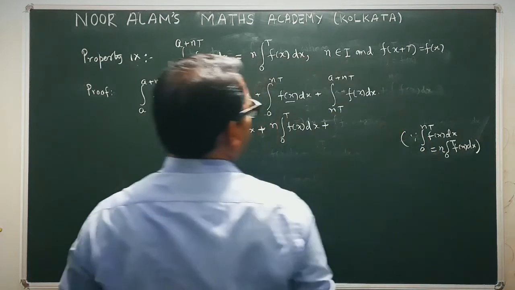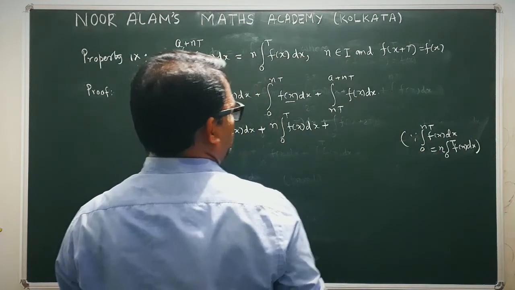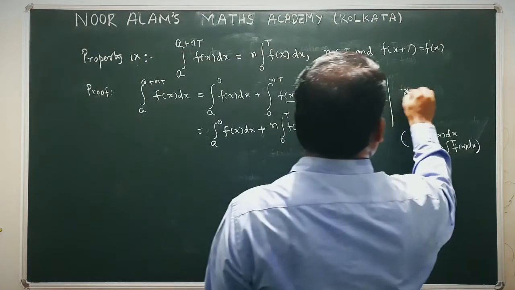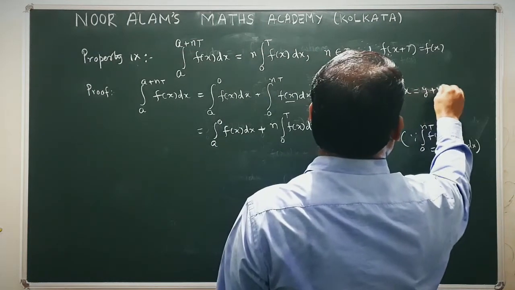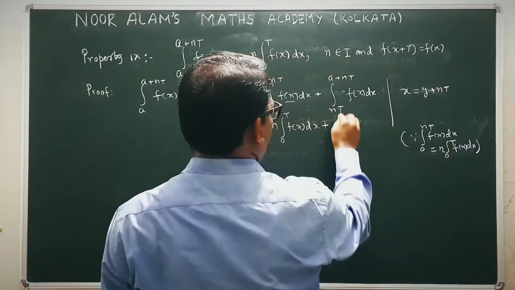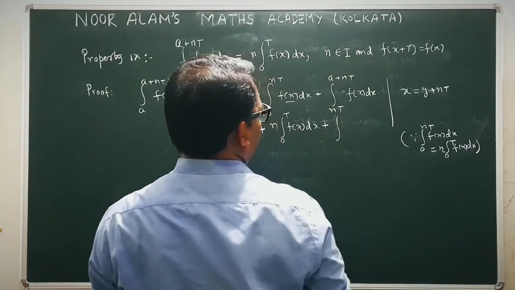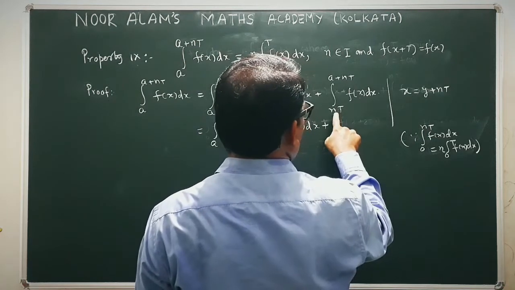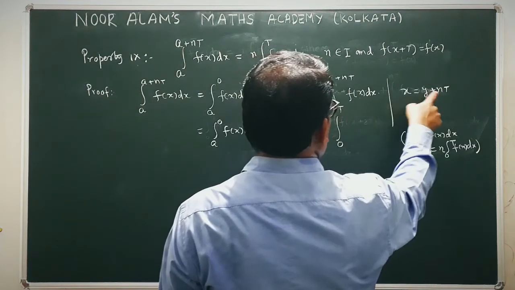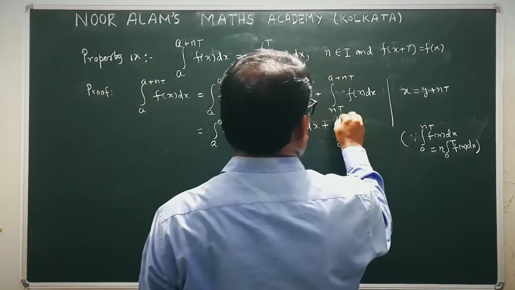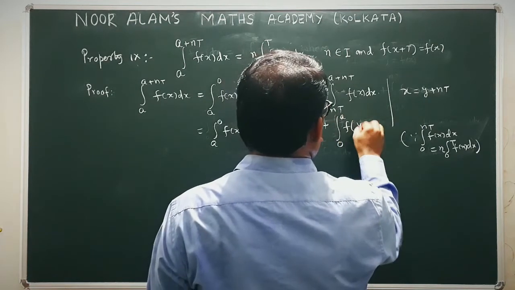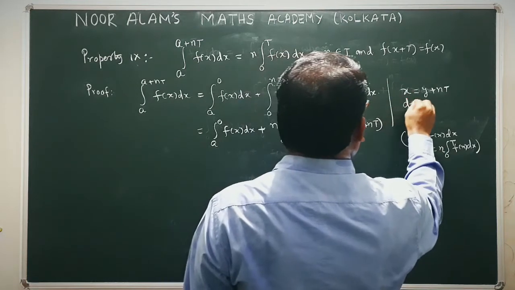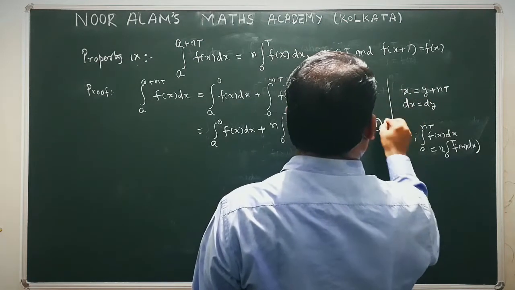Again, now for this integral, what we can do is substitute. Here, if we substitute x as y + nT, what will happen? When we put x as nT, we get y equal to 0. When we put x as a + nT, we get y equal to a. Now the value of f(x) is f(y + nT), and dx we get as dy.